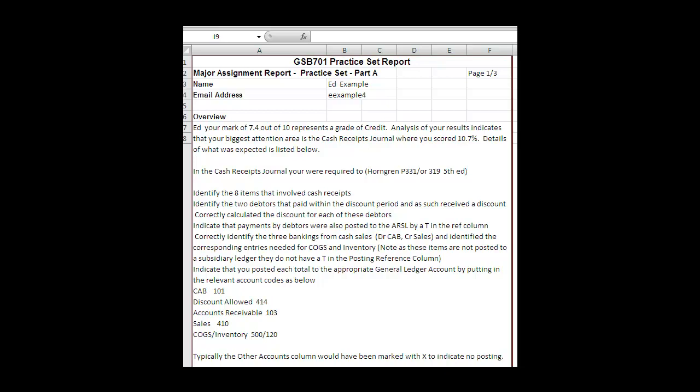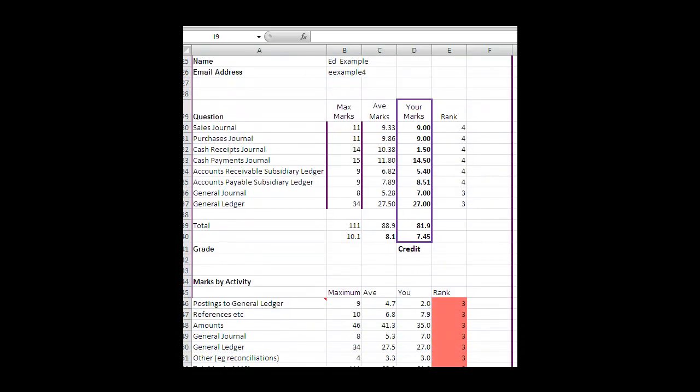So what's the structure of the report? Firstly your name, email address, and then a short overview of what mark you got, what grade you got. Then it might have some guidelines on what your attention areas are. Clearly, if you've got a high distinction, you're probably not going to have much information written there. So this might be a big blank space, and there were a number of very good marks in this particular assignment.